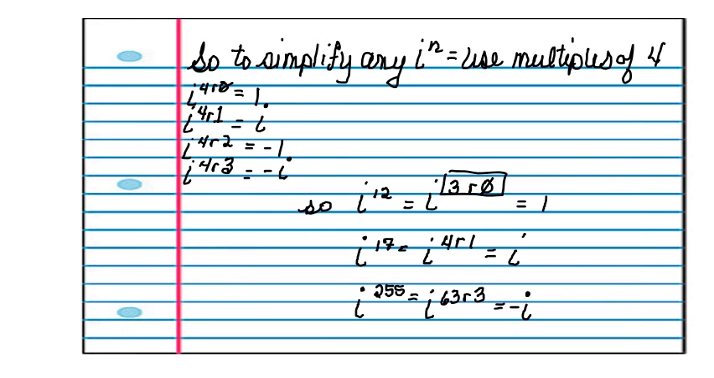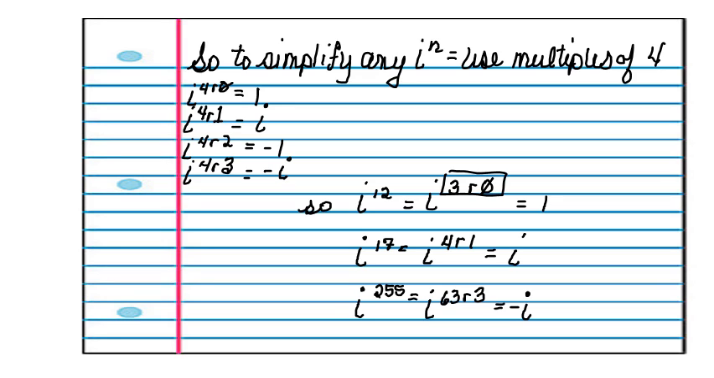So to simplify any i to a power, we use multiples of 4. Beginning with the fact that i to the 4th power divided by 4 would give us no remainder, it gives us 1. And every remainder consequently follows the pattern that was given to us in the first slide. It goes i, -1, -i, 1. So depending on what the remainder is, once you've divided by 4, will dictate what you simplify down to.